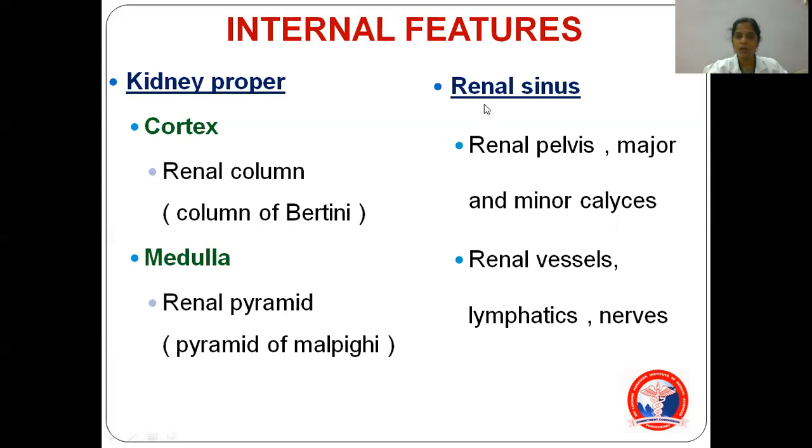Okay, now we have the renal sinus. In the renal sinus, we have the renal pelvis, major and minor calyces, renal vessels, lymphatics, and nerves. Everything will be there in the renal sinus. Okay, now we'll see this one.